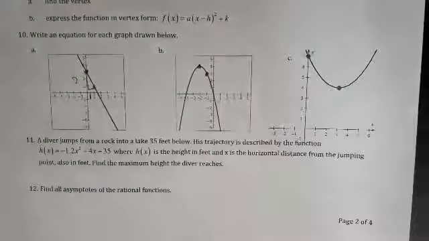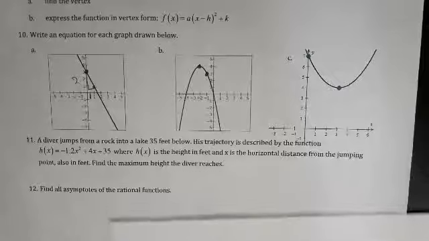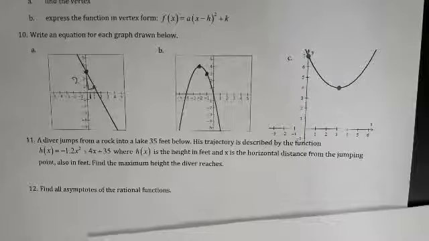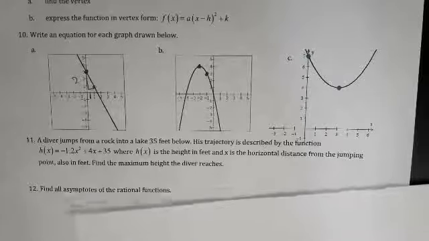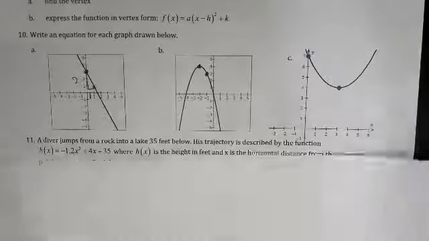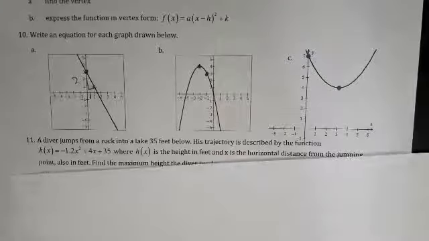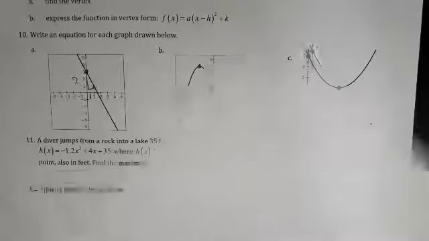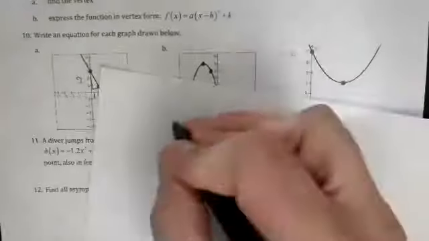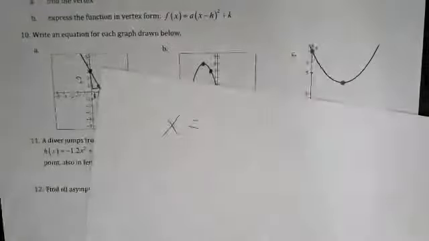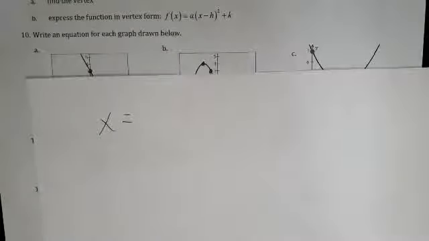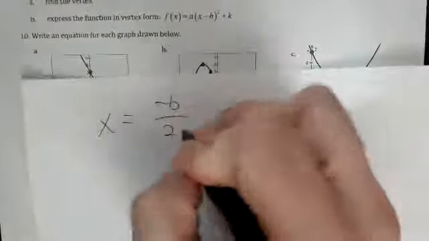A diver jumps from a rock and they give us that equation for their trajectory. What is the maximum height in feet that they are going to obtain? So how do we find the max height on this thing? We have to find the vertex. And if we do the vertex, the thing that you might need to remember is x equals... Someone say it that didn't say it already. Negative b divided by 2a. All right, there we go.